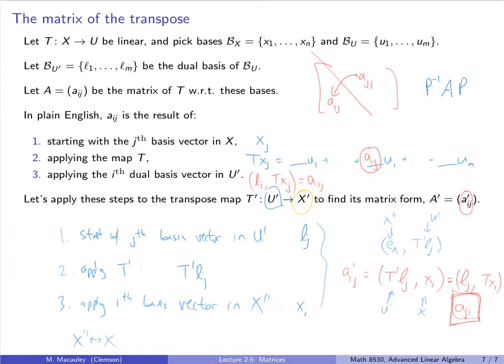And this is the spoiler: if you conjugate matrices, then you are describing the same linear map, and this matrix P is what we call a change of basis matrix. It's actually the matrix that sends one basis to another. So stick around and we'll see that in the next lecture.